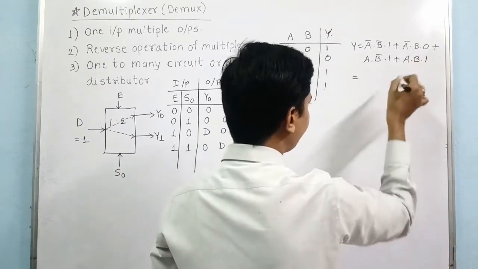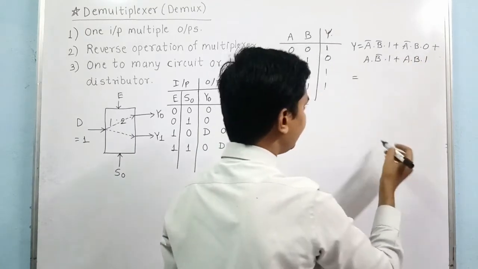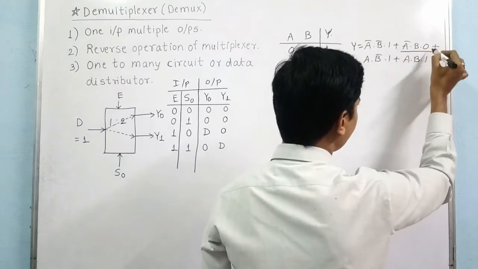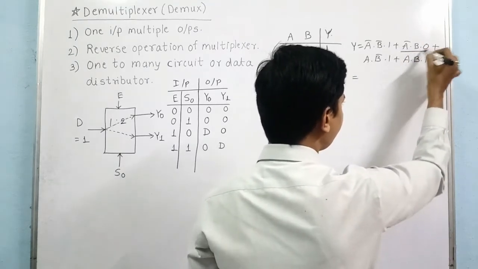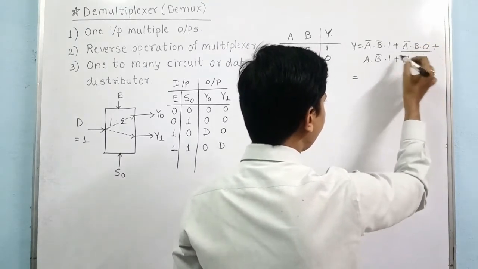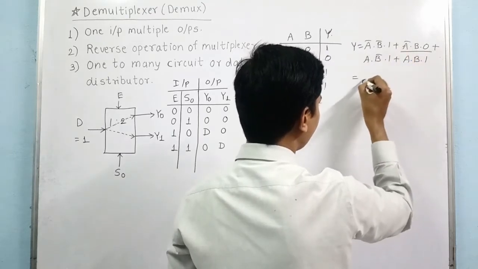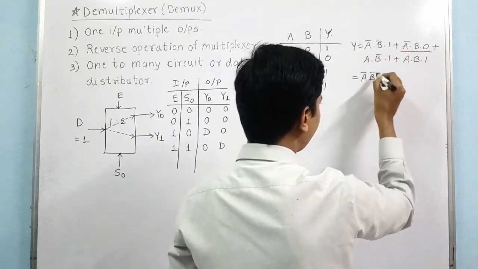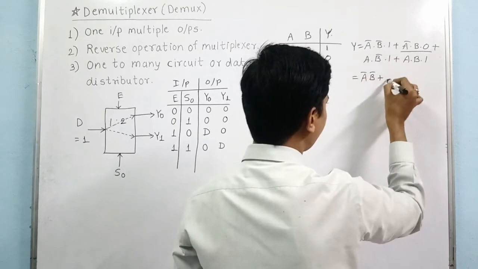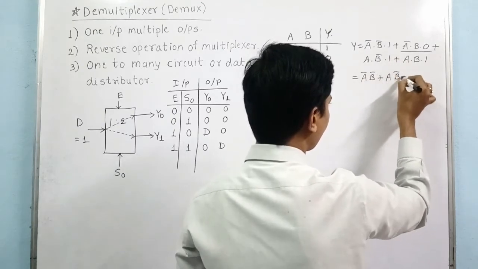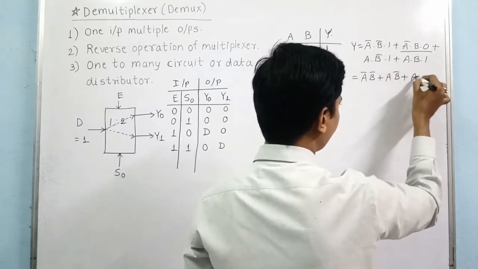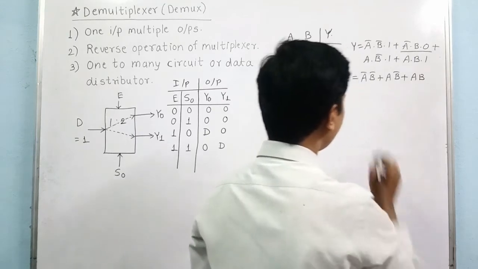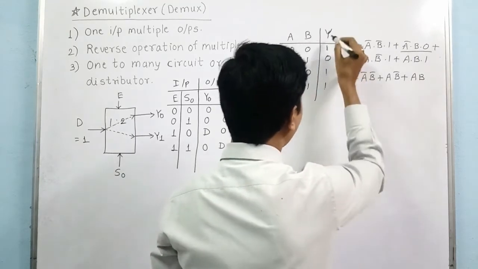Now we will simplify this equation. Here you can see the second term will be 0, so we will not consider it, we will directly write the remaining terms. So A bar B bar plus A B bar plus A B. So this is the equation of Y.